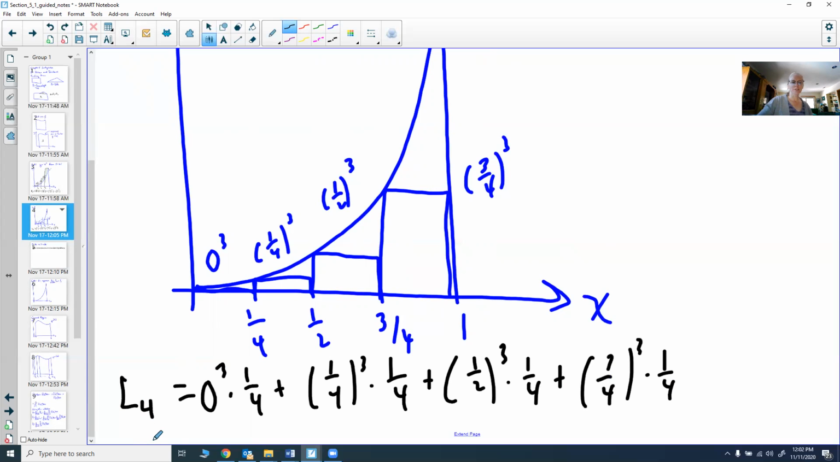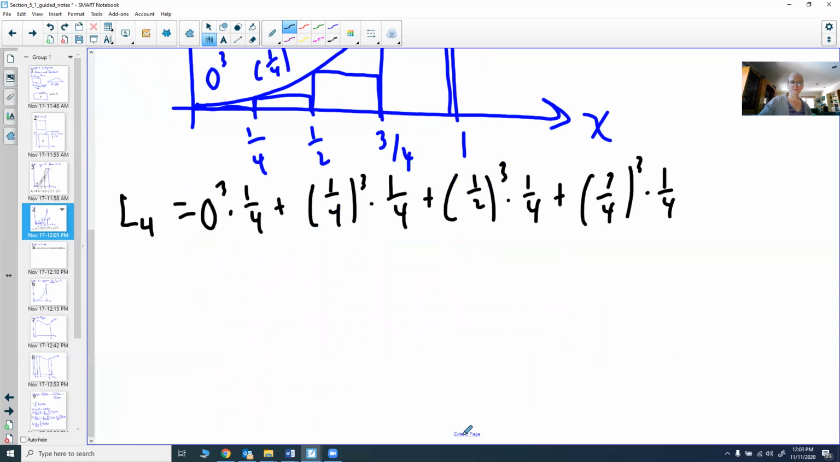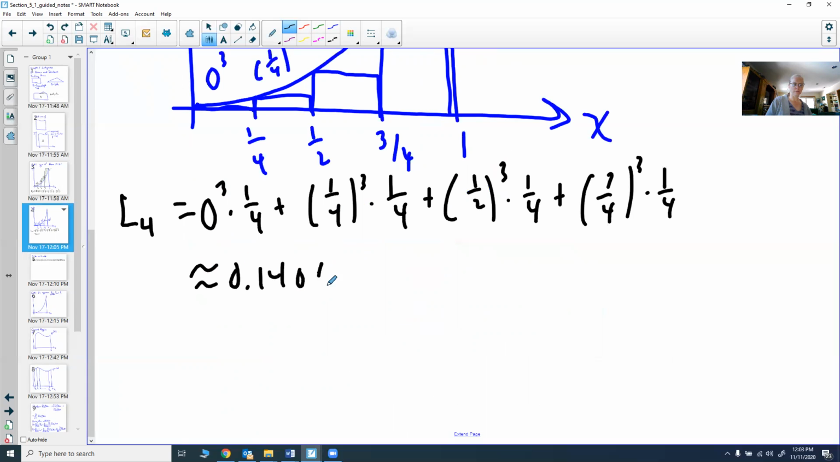If you want, you could take out your calculator and find out what both these are. So this one is approximately 0.140625. It is probably not approximately. It probably actually is equal because we're using 1/4.